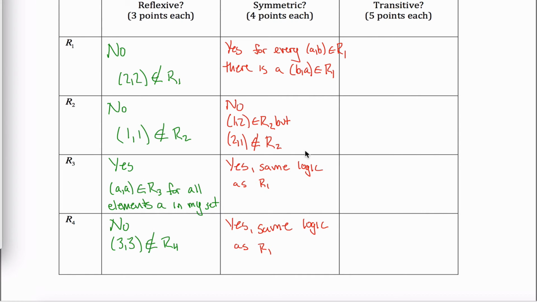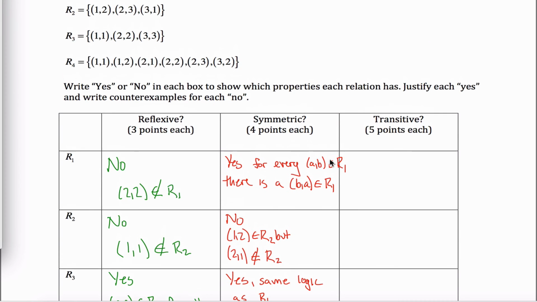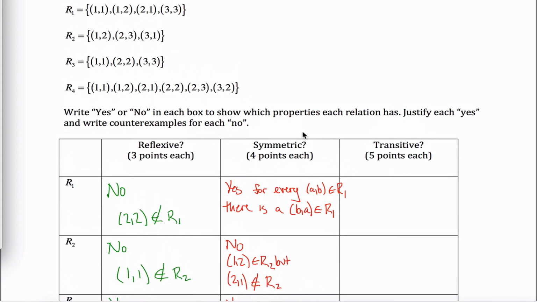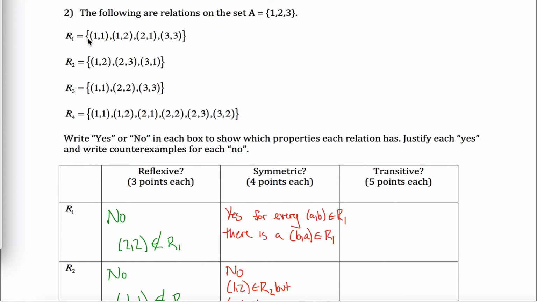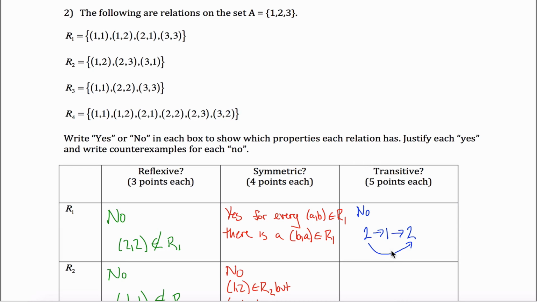Finally, transitivity, the hardest one here. The idea with transitivity is if you have an arrow from A to B and then another arrow from B to C, you must have a shortcut arrow, one that goes directly from A to C. So transitivity, let's see here. This first relation, R1, is not transitive. And the reason why is there's an arrow from, here's the picture that we did in class. There's an arrow from 2 to 1 and an arrow from 1 to 2, but there is not an arrow from 2 to 2. So this relation is not transitive.